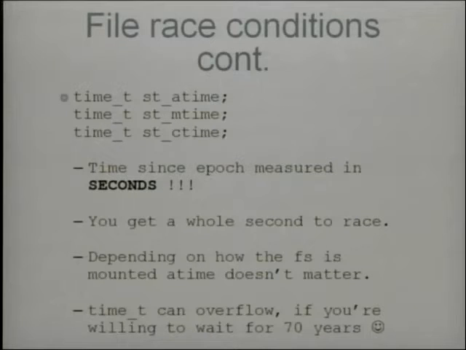So even if you compare these things, they don't really add that much, right? And if you fail within that second, there's not really a problem because you can just try again and again and again until your race works within that one particular second. So you get a whole second to race. Depending on the way you mount your file system, atime doesn't really matter because it doesn't get changed. And then if none of these things help, you can just wait for 70 years. time_t's overflow, right? I think 2038 or 36 is when it starts overflowing, right? So if you have enough time on your hands, just wait for a while.